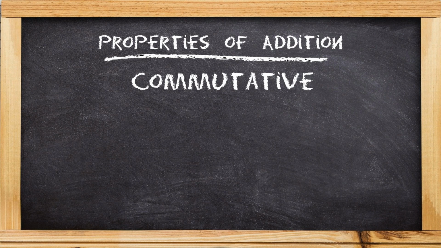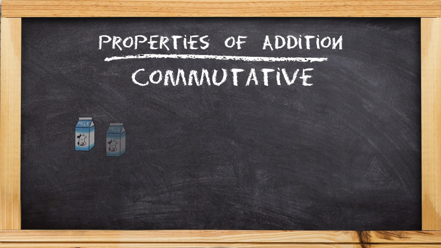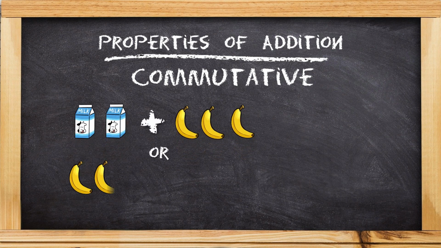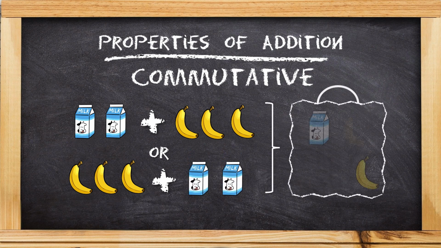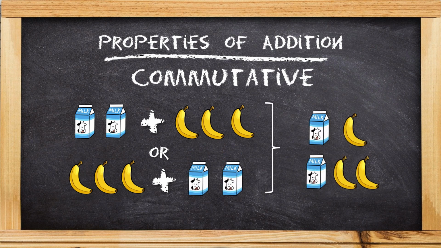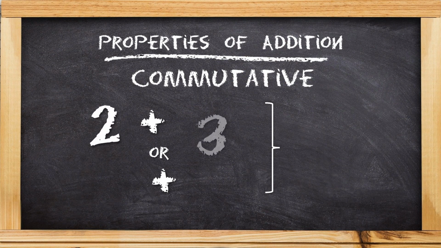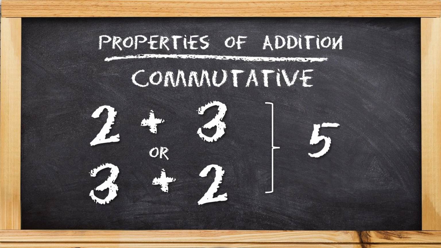2. Commutative property. Next is the commutative property. Imagine this. I went to the grocery store this morning and bought 2 cartons of milk and 3 bananas. Now, what if I had grabbed the bananas first and then the milk? Would it change anything? Not really. I still end up with the same total of 5 items. In math, we can think of this as 2 plus 3 or 3 plus 2. Either way, we get 5. This is called the commutative property because the order doesn't matter when adding.